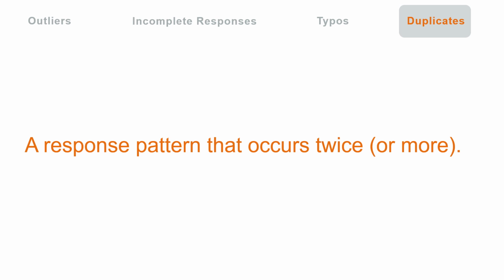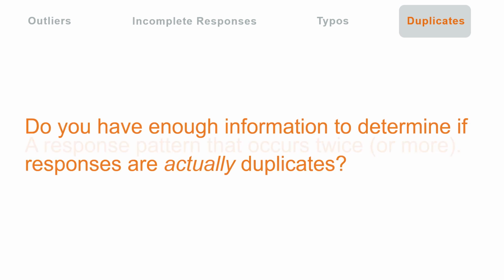And lastly, you may end up with duplicate values in your data set. Duplicates are a response pattern that occurs twice or more. So maybe you have a survey cohort of 25 people, but you end up with 27 responses. That would be an indication that you have duplicate responses. When dealing with duplicates, you always want to ask yourself, do you actually have enough information to determine if the responses are truly duplicates?